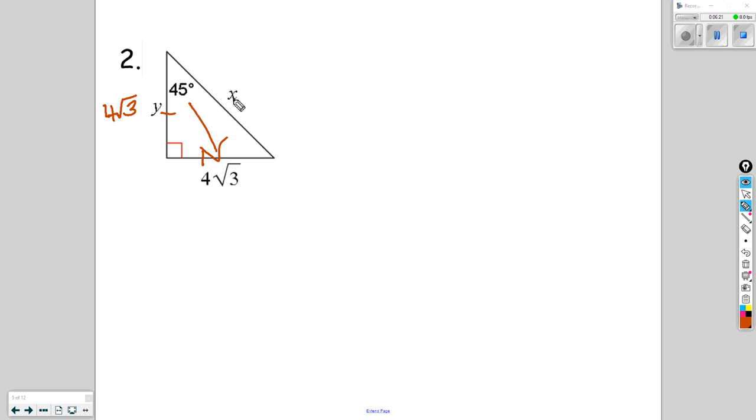Now to get the hypotenuse, we just multiply that leg by the square root of 2. And if we multiply these together, we get 4 times the square root of 6. And this is already simplified. Root 6 has no perfect square factors that we could take out. So this is simplified. So x equals 4 times the square root of 6.